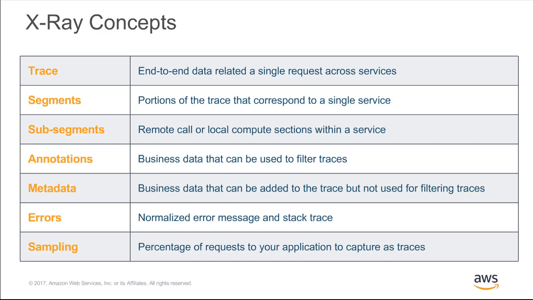Segments are portions of a trace that correspond to a single service. So in essence, traces are made up of segments, and segments represent data collected from a single service. So in the example I used previously of the API gateway Lambda, the segments would be one from API gateway, one from Lambda, for example.